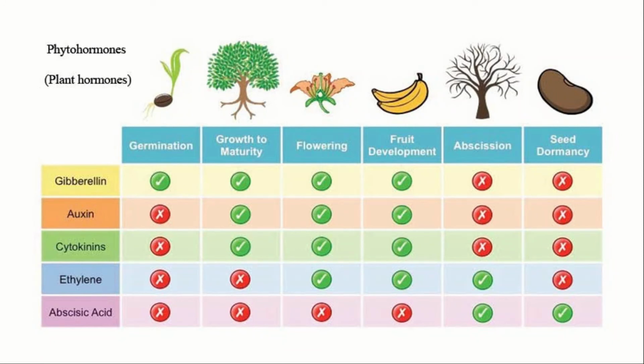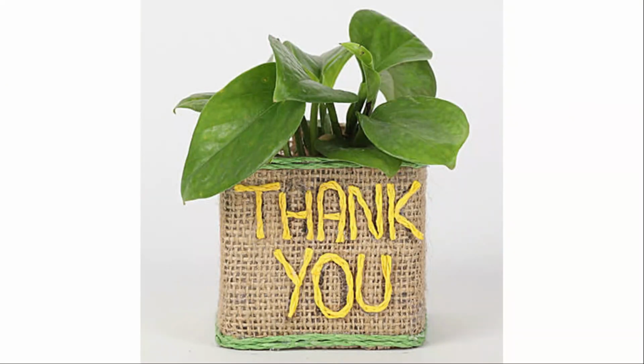So this is the depiction of all the hormones of the plant. Gibberellin mainly induces germination, growth to maturity, flowering and development of fruit. In the same way, all the hormones of the plant help in certain developments of the plant. So this session was purely about the growth, hormones and development of plant tissues.